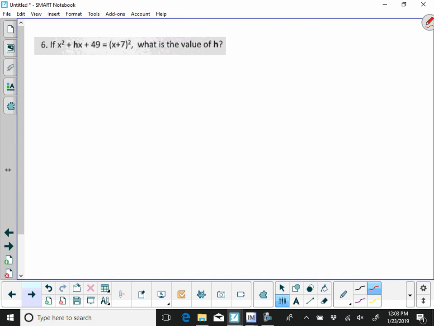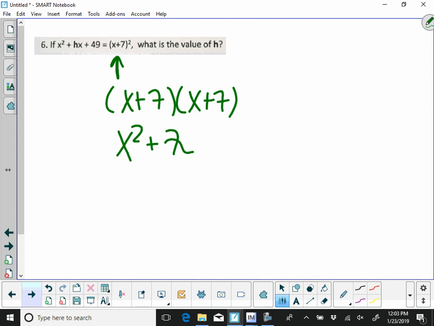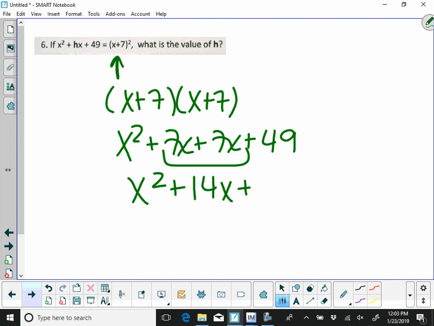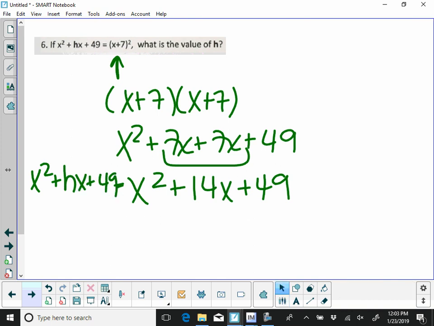All right, now number 6, if x squared plus hx plus 49 equals x plus 7 squared, what's the value of h? Well, we're going to focus on what we do know. We know what to do here. That's to write it twice and multiply it out. And that gives you x squared plus 14x plus 49. So what they're saying here is x squared plus hx plus 49 equals x squared plus 14x plus 49.